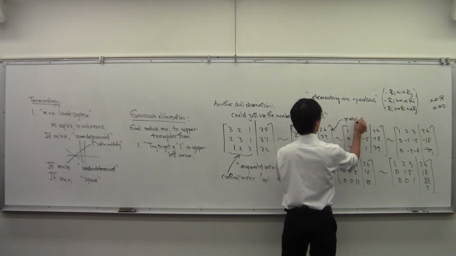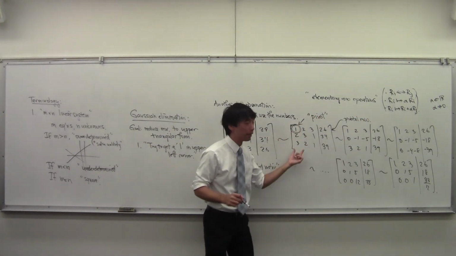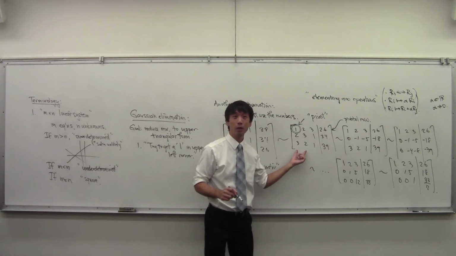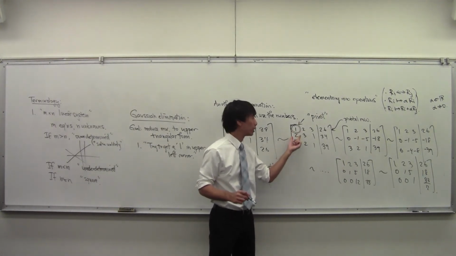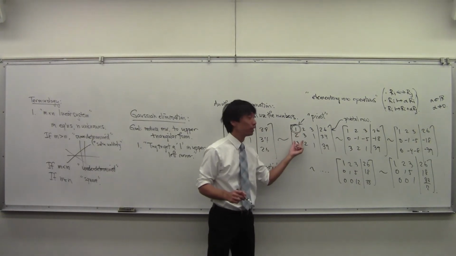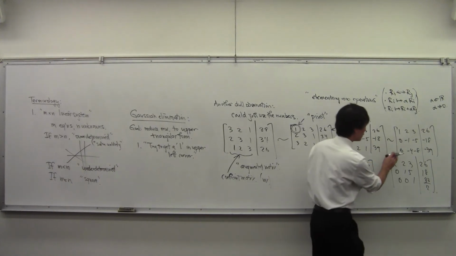Once you have your pivot, then you use it to clear out everything below. Once you've got that 1 there, you can use it to clear out the 2 and the 3. And that's what we did, right? We used it to clear out the 2, we used it to clear out the 3. This is a 0.